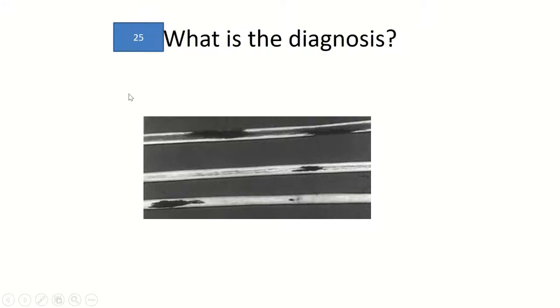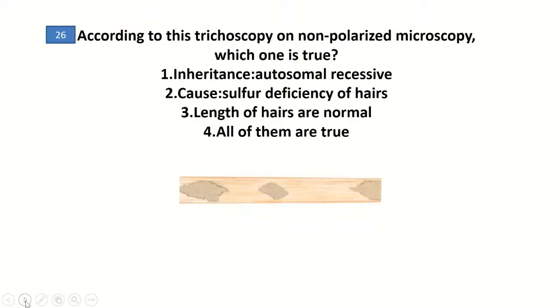Question 25. What is the diagnosis? This figure shows bright and dark bands. That dark bands are equivalent to the air-filled cavities. The diagnosis here is pili annulati. Pili annulati. According to this trichoscopy, question 26. On non-polarized microscopy, which one is true?